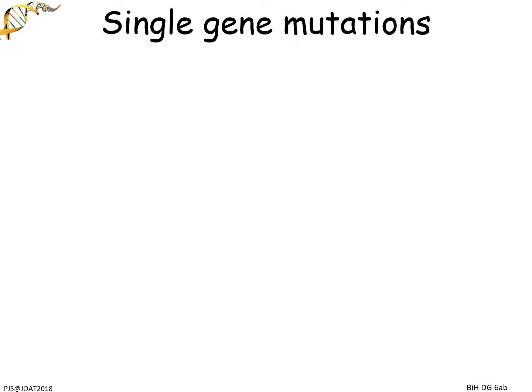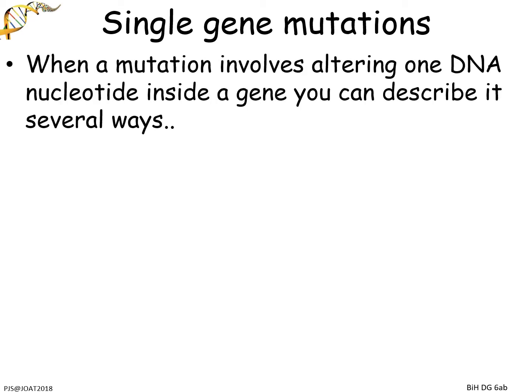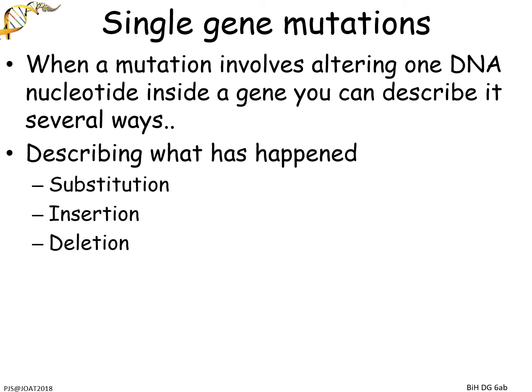The first type of mutation that you need to be able to talk about is single gene mutations. That means you're looking at a specific point inside the gene code. We're only looking at one gene, so what we're looking at is the nucleotide sequence. There are several ways that you have to talk about this. You have to be able to talk about what's happened, and there are only three things that we're looking at here. You can either do substitution, insertion, or deletion.